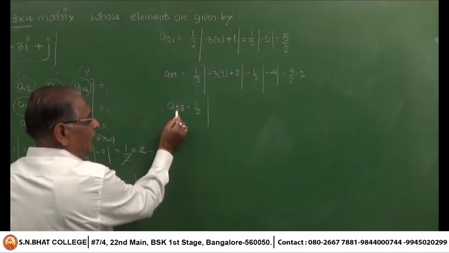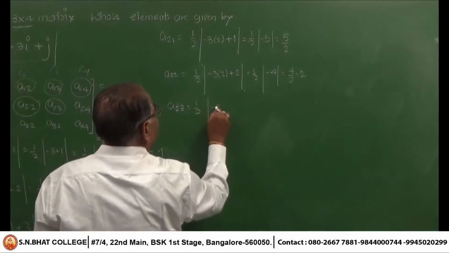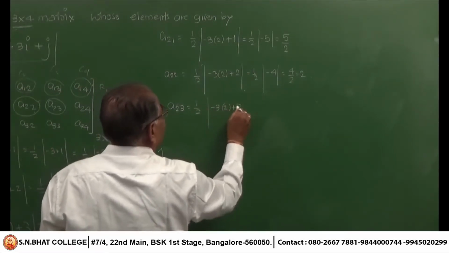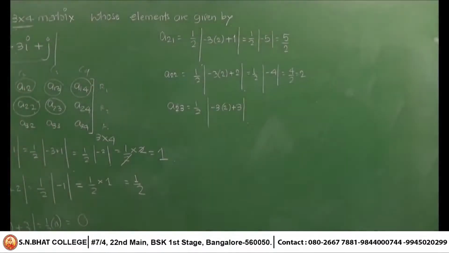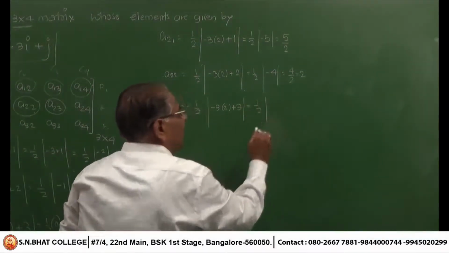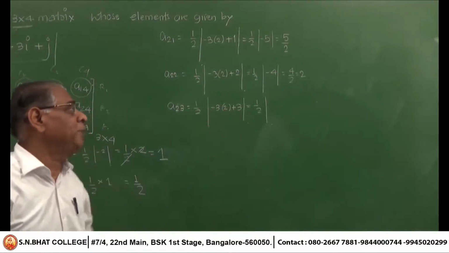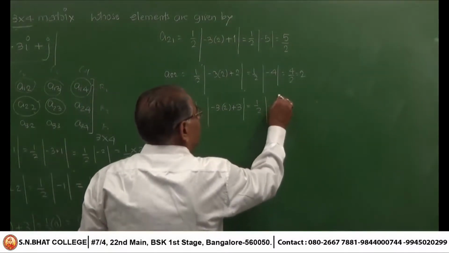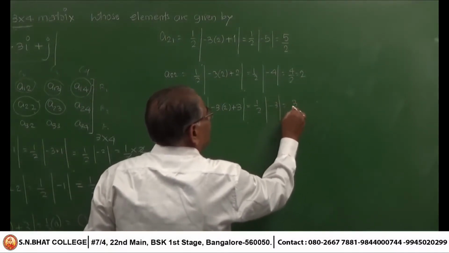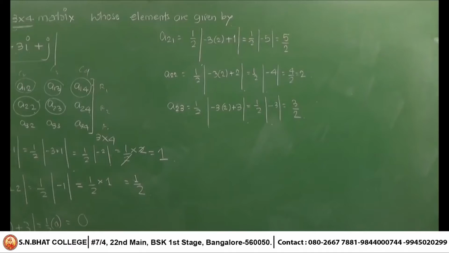Half into modulus of, replace i by 2, j by 3. Minus 3 into i is 2, j is 3. This is half into modulus of minus 3 into 2 is minus 6, plus 3. That is nothing but minus 3. Modulus of minus 3 is plus 3 by 2. So A23 is 3 by 2.